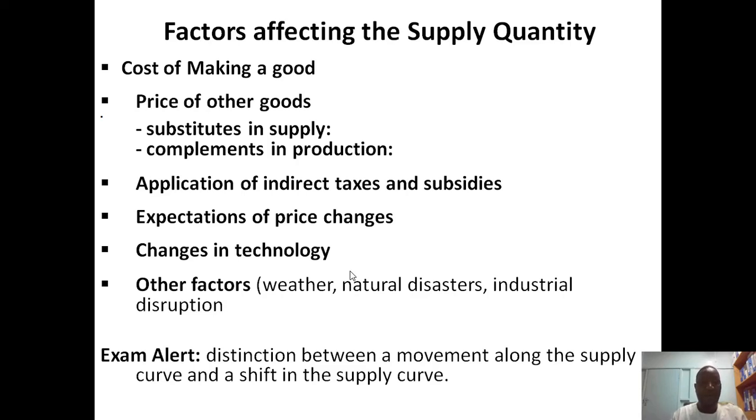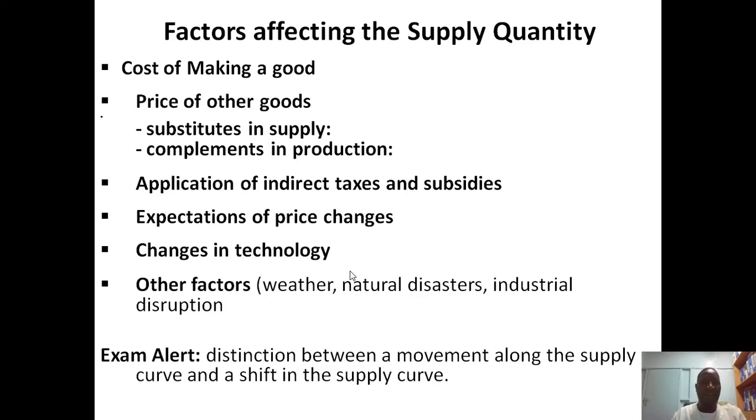Let me come again on the price expectation. If suppliers are expecting the prices to fall, the quantity supplied increases in the immediate, because suppliers would love to sell while the prices are favorable. If suppliers are expecting the prices to increase, quantity supplied falls in the immediate, because suppliers will be waiting for the prices to go up before they can actually supply.